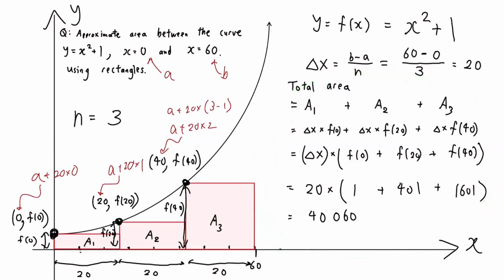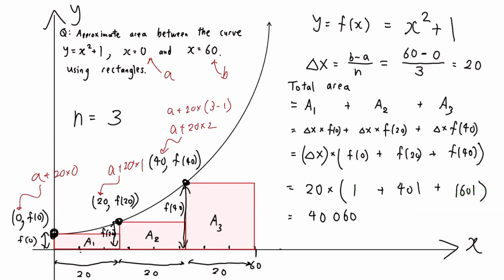Okay, but anyways, I'll pay our attention back to this here. How do you estimate the area? You just take A1 plus A2 plus A3. So it's base times height plus base times height plus base times height. Factor out the common base of delta x. We get delta x times F0 plus F20 plus F40. This part okay? Then now we just sub in. Delta x we know is 20. F0 we can calculate is 1. F20 is 401. F40 is 1601. You can check it yourself. Just sub in the x with 20, x with 40, or x with 0, then square it plus 1, square it plus 1, square it plus 1. You'll get these. Then you get 40,060.